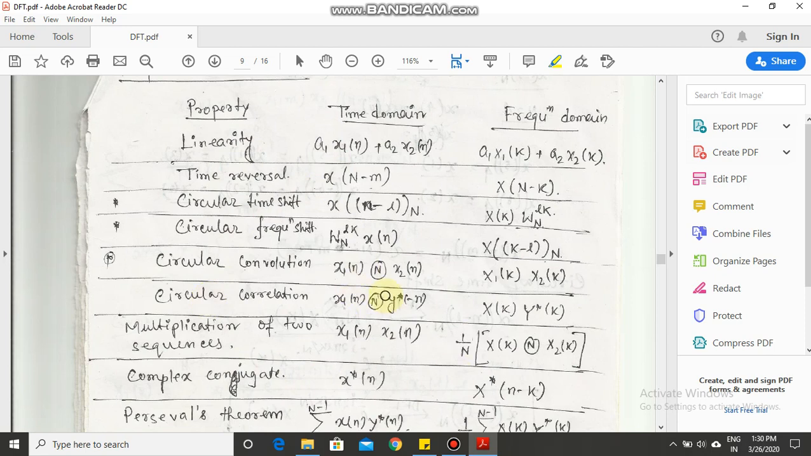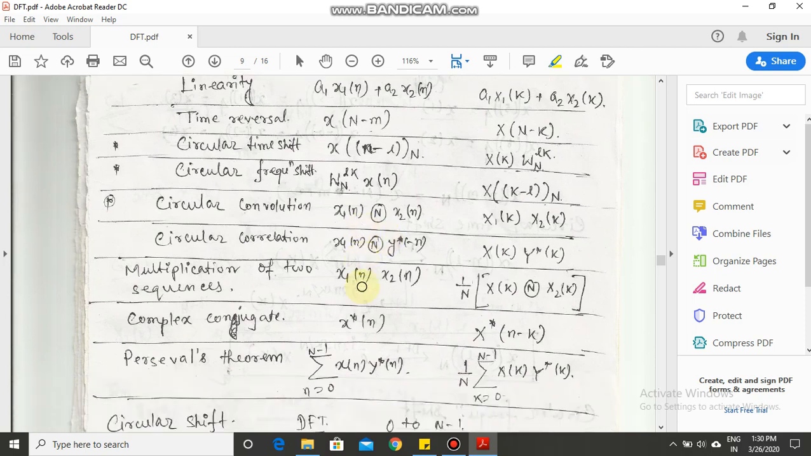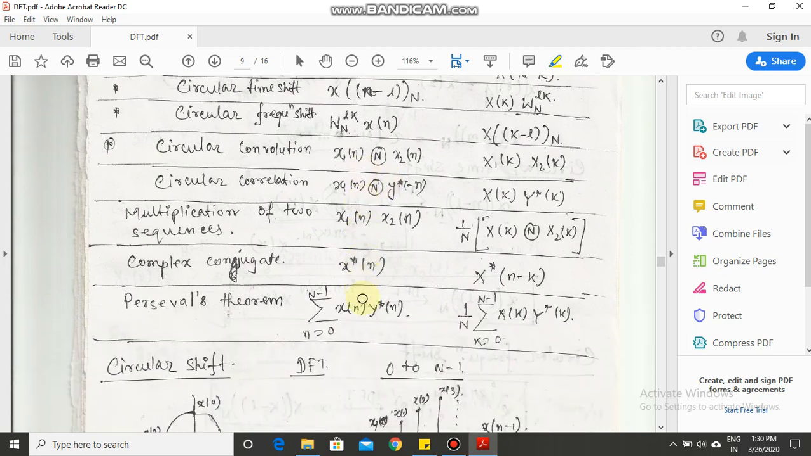Only one thing I would like to mention here, that is time shifting, because time shifting is quite different in the case of DFT. Here we have the concept of circular shift. In the DTFT we have a linear shift. Now in the case of DFT we introduce a new term which is called circular shift.